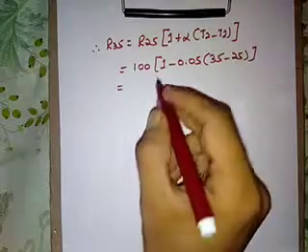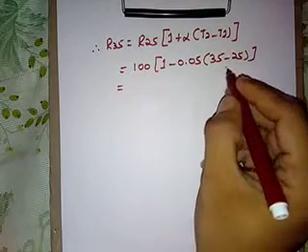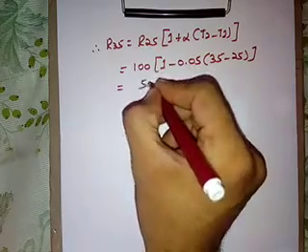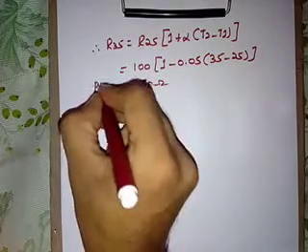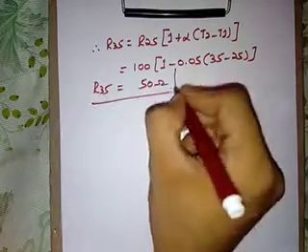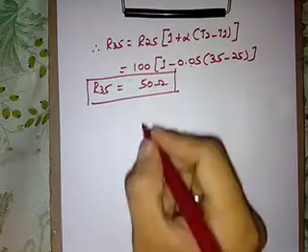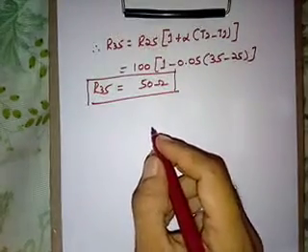If we solve this, 100 into 1 minus 0.05 into 35 minus 25, the answer comes out to 50 ohms. So this is the resistance value at the temperature of 35 degrees Celsius.